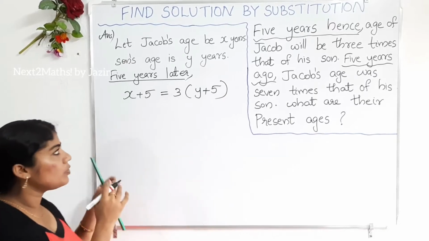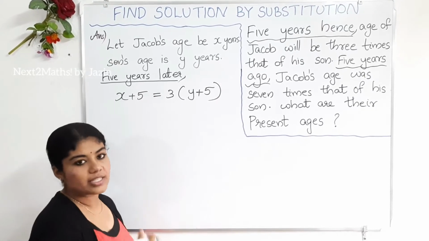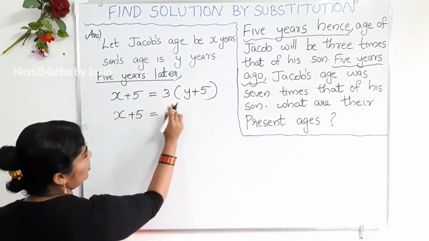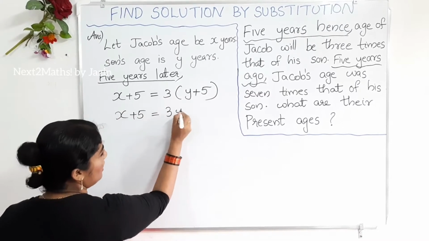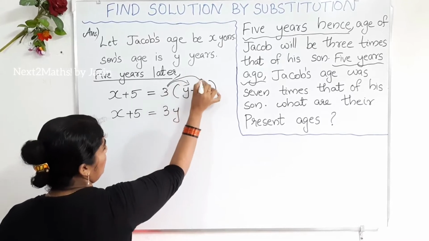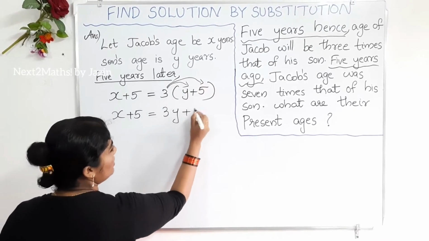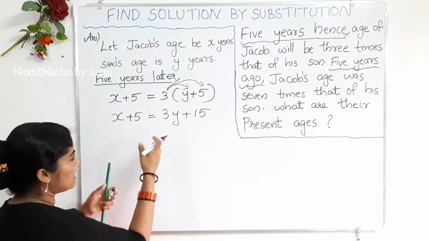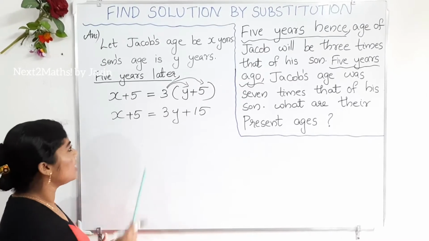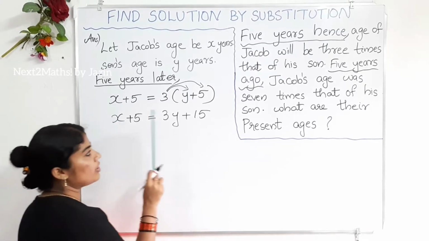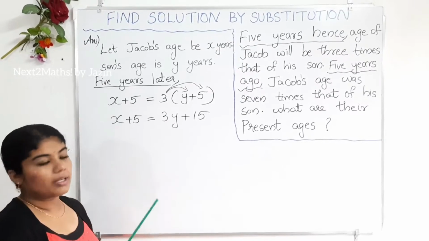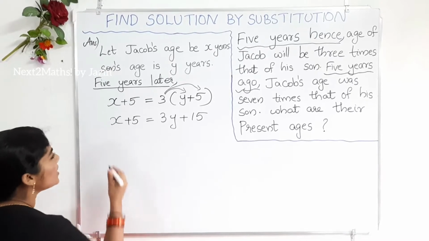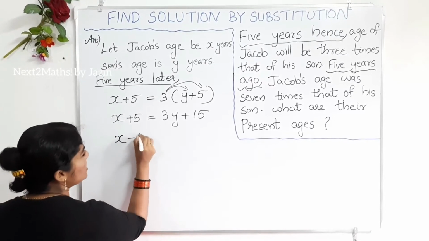So you have to remove the bracket. That is our next duty. So let's write x plus 5 equal to 3 multiplied with y is 3y here, and 3 multiplied with 5 is 15. Okay. Now coming to the next step, here one variable x, and on the RHS one variable y. Make all the variables on one side and all the numbers on one side. So x minus 3y.